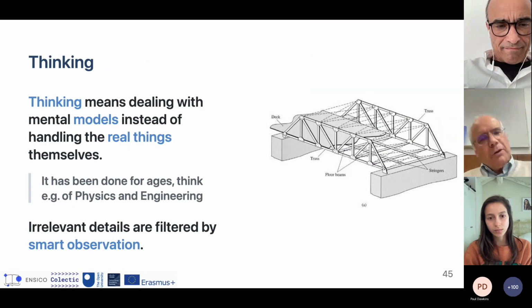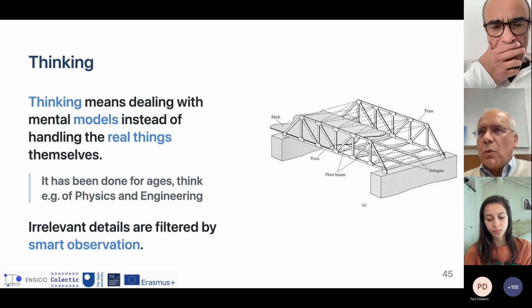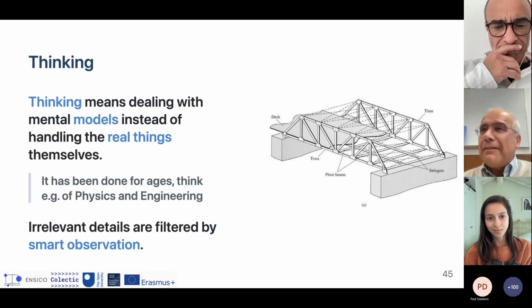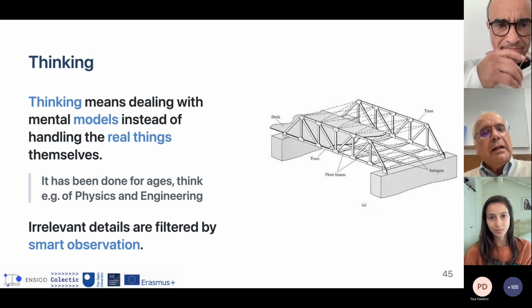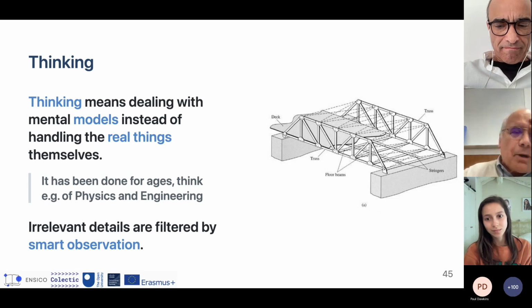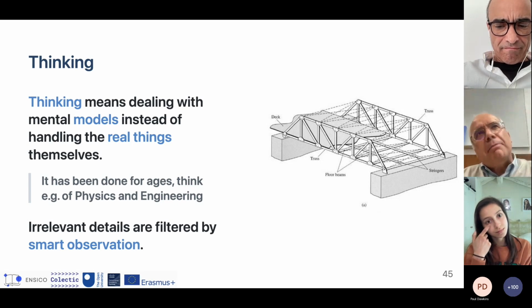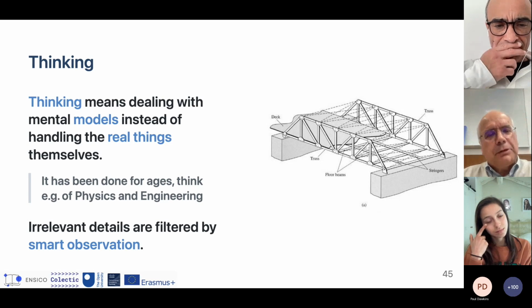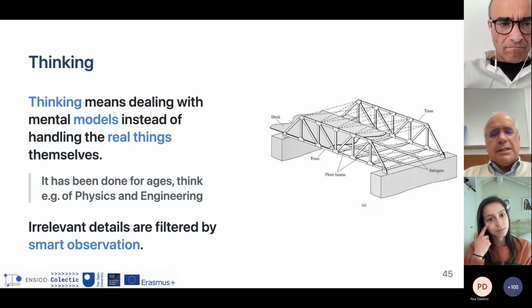Now, we start thinking when we start using our mental models instead of using the things themselves. When a dog wants to cross a river, of course, I don't mean the dog doesn't have a mental model, maybe it has, but it's trying to cross the river by experimentation with a physical thing. We learned to do it differently. We start thinking about things without being in the presence of them. We have our mental models of those things.